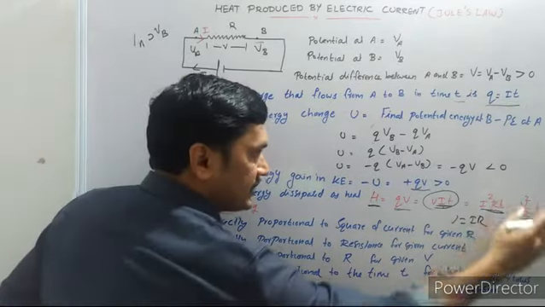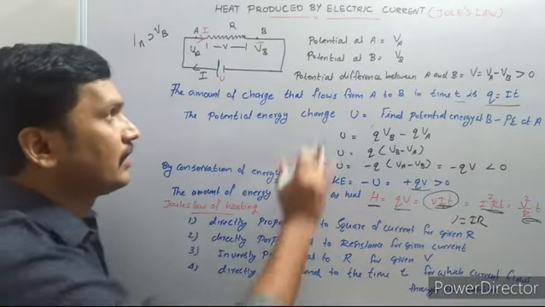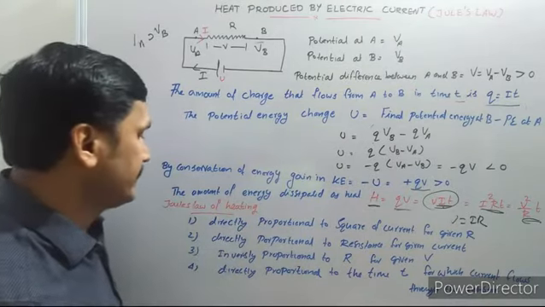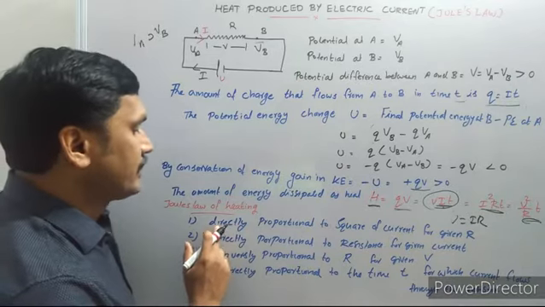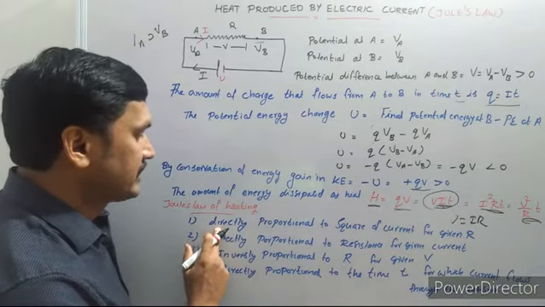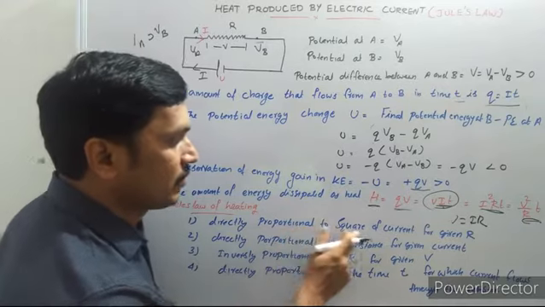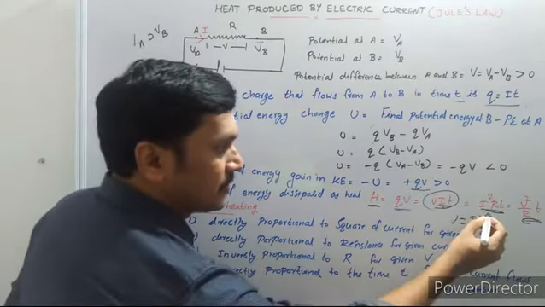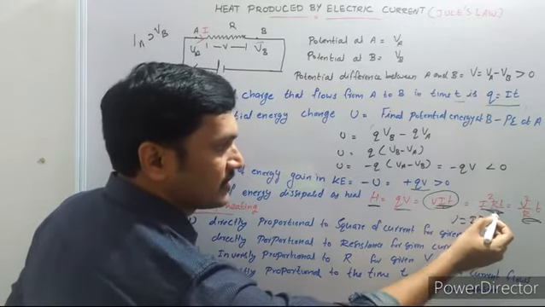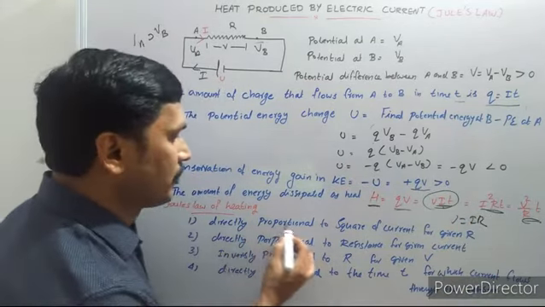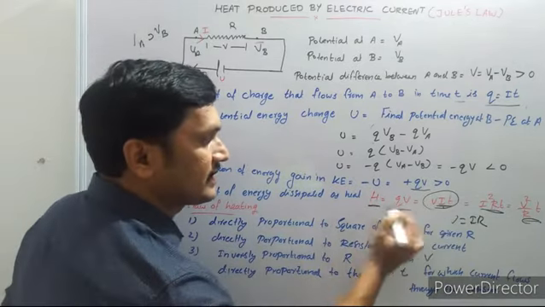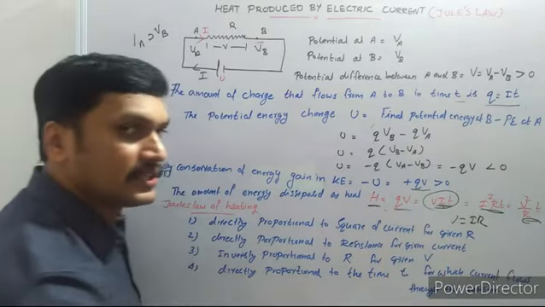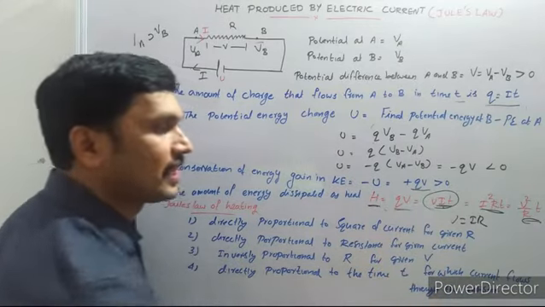Now, by using this equation, we can state Joule's law of heating like this. According to Joule's law of heating, the heat energy produced in a conductor is directly proportional to the square of current for a given resistance. That is, for a given resistance R, the heat energy is proportional to the square of current. That is, H is directly proportional to I square. The heat energy is directly proportional to the square of current for a given resistance R.